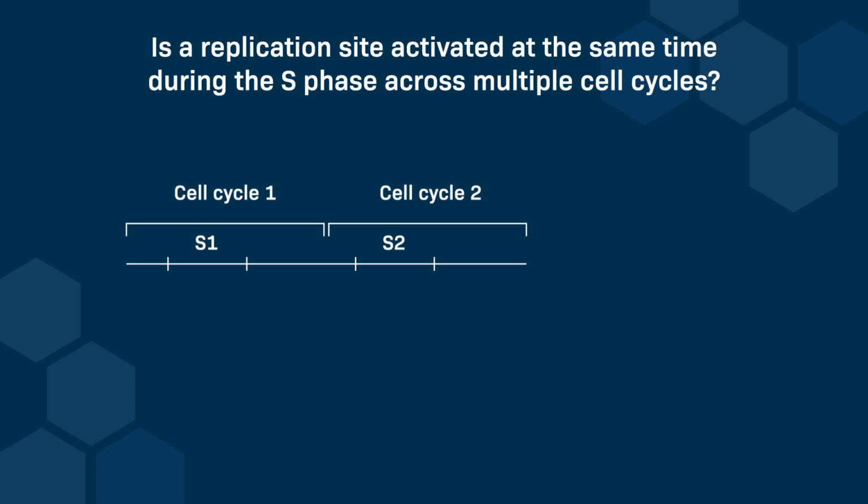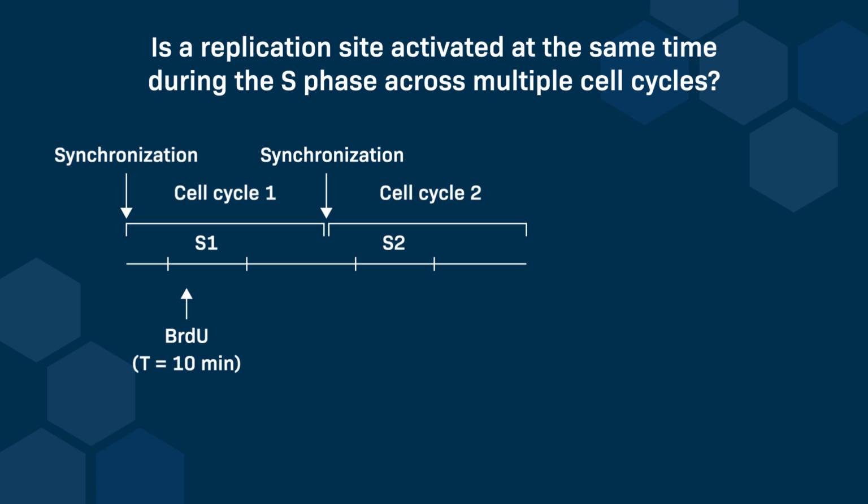The procedure begins with synchronized cells, where a BRDU pulse is administered 10 minutes after the start of the S phase. This pulse labels active replication sites, such as RS1, with BRDU. Following this, a chase period longer than 10 hours is performed to ensure that the cells progress beyond the end of the first S phase. The cells are then synchronized again to bring them to the same stage in the second cell cycle, ready to enter the next S phase.